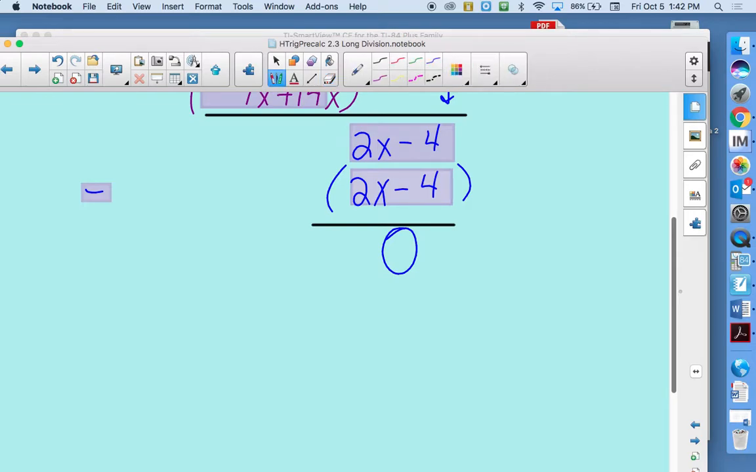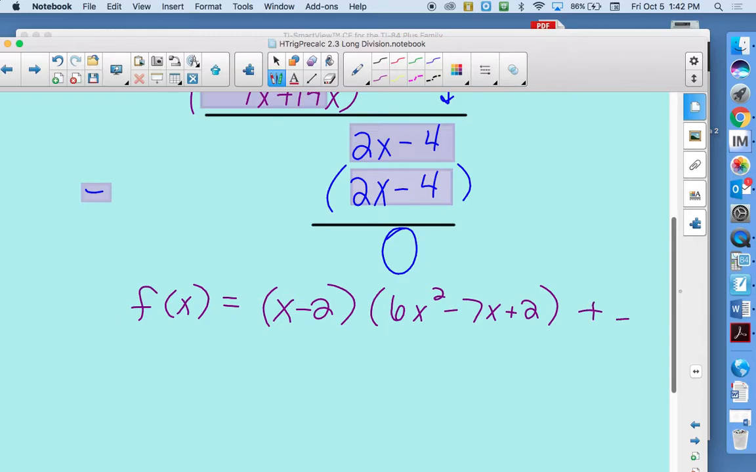So our answer starts with f of x, the original function that we started with, we're not writing that whole big thing out, is equal to the divisor, that was what we divided with, x minus 2, times the quotient, 6x squared minus 7x plus 2. And then if there were a remainder, we'd put it back there.